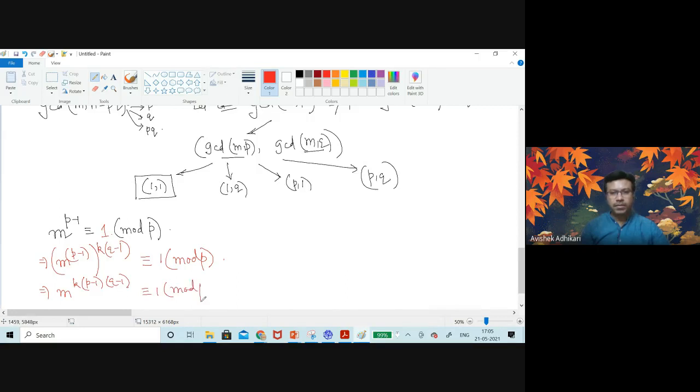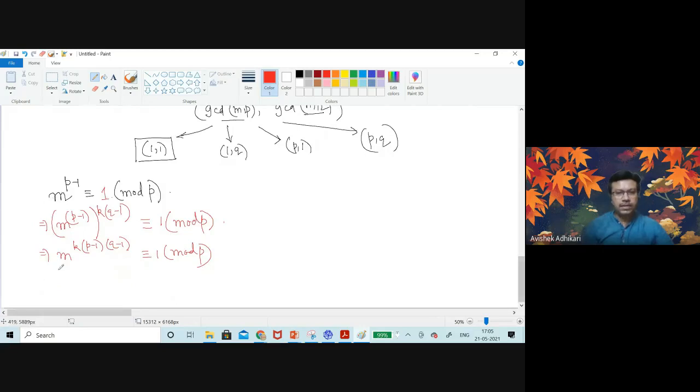And if you multiply both sides by m, then what will you get? You will get m to the power 1 plus k into p minus 1 into q minus 1. You are multiplying both sides by m, that's why you get 1 plus in the power. So here also you need to do the multiplication modulo p. Okay, similarly, if q is also relatively prime, so I am considering this case, here both p and q are relatively prime to m.